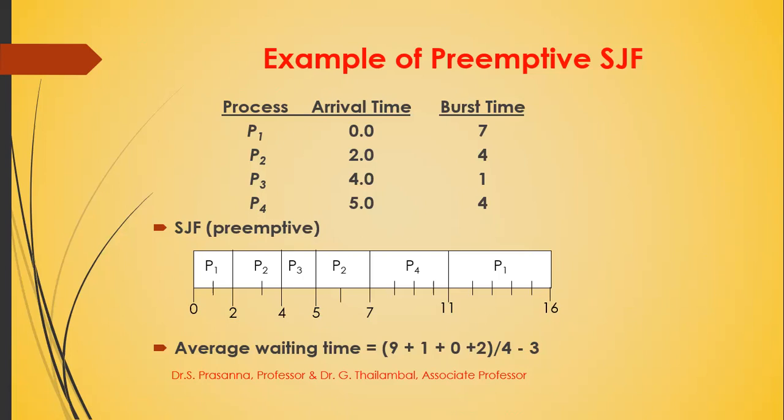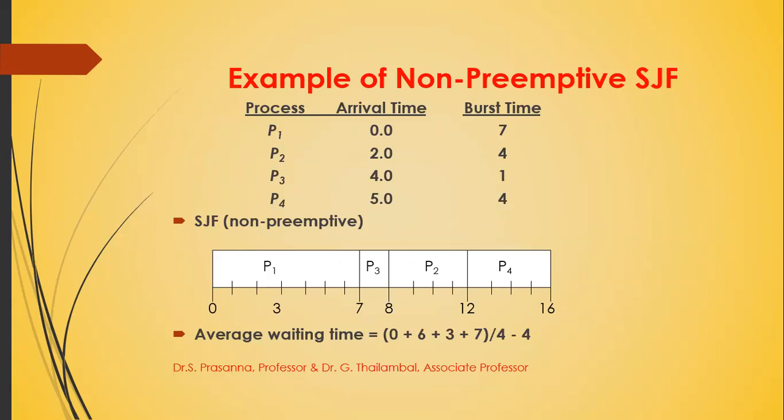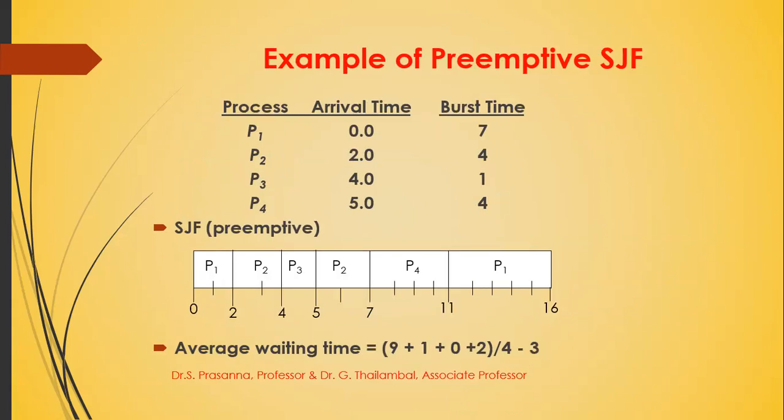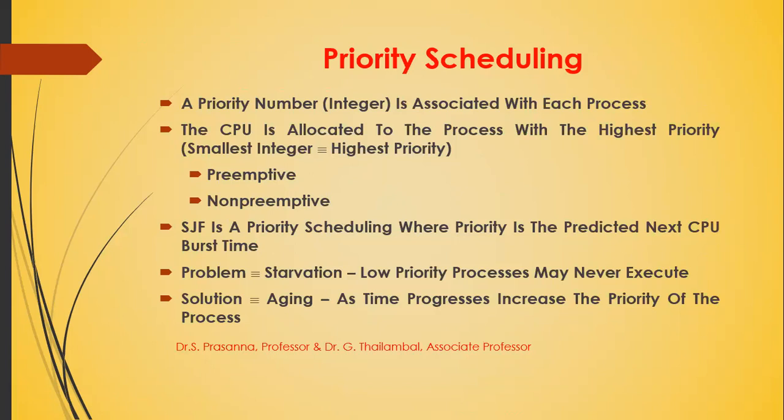preemptive SJF waiting time. So when you compare, non-preemptive is having 4 milliseconds of average waiting time for the same set of processes, but preemptive is having only 3 milliseconds of average waiting time. So which one is better? Preemptive SJF is better than non-preemptive.